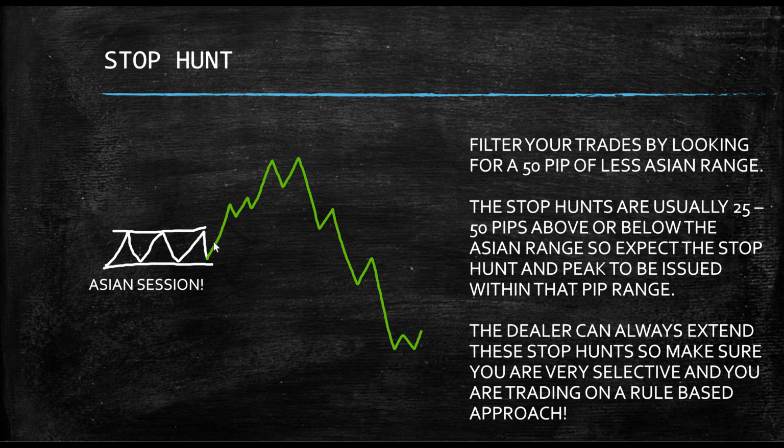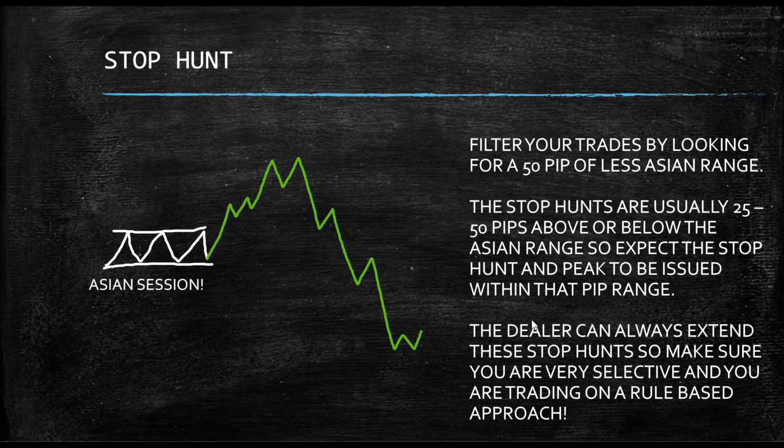So what I'm basically saying in this case, as you can see, we had an Asian session. We had a stop hunt, which is a false move above the Asian box, right? And then this is where we get our peak. This could come through as our high of the day, high of the week, or high of the month, right? So these are very important areas to keep an eye on.